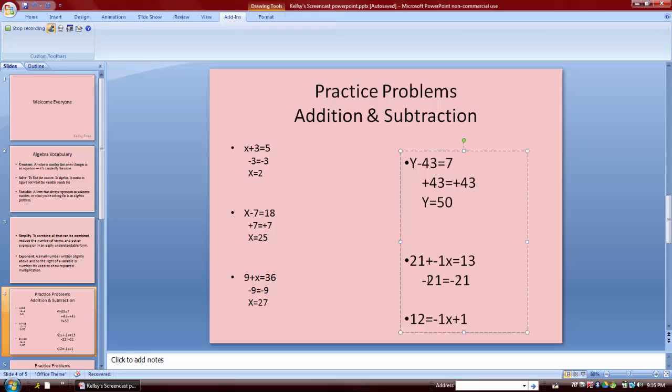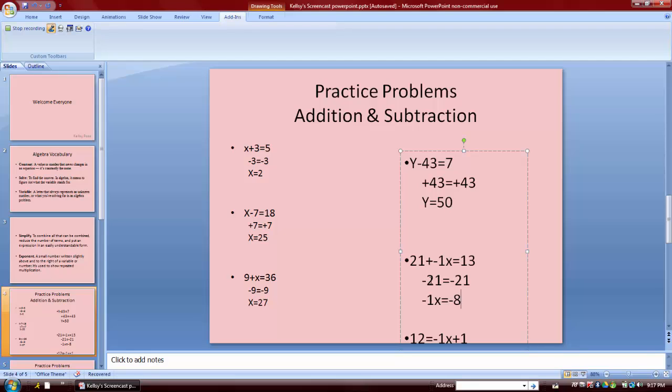So then all you would do, you would come down here and you would do negative 1x, and that will equal 13 minus 21, which would be negative 8.